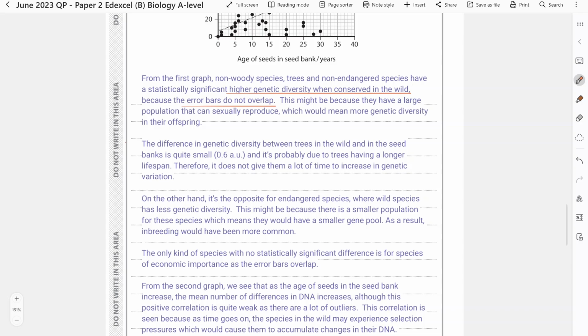And then I would write out an explanation. Well, why would that be the case? Because in the wild, they have the chance to sexually reproduce, and sexual reproduction results in more genetic variation in the offspring.